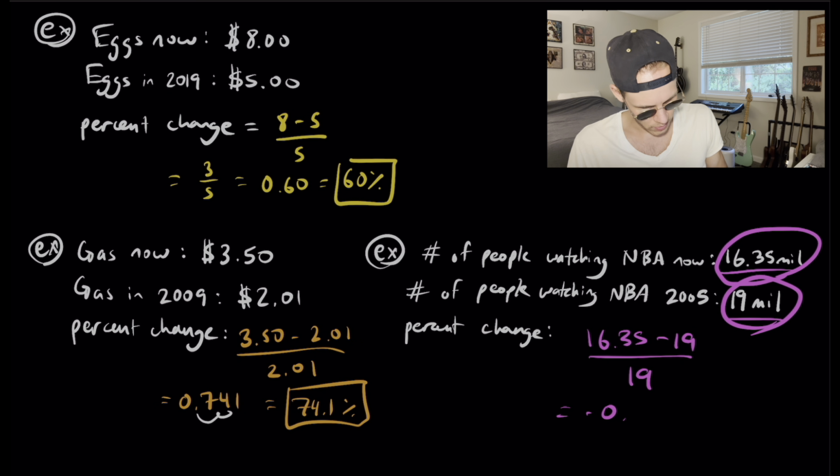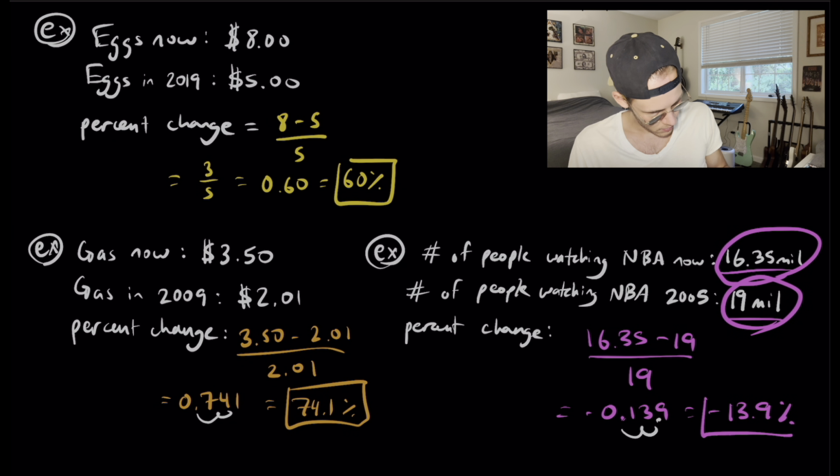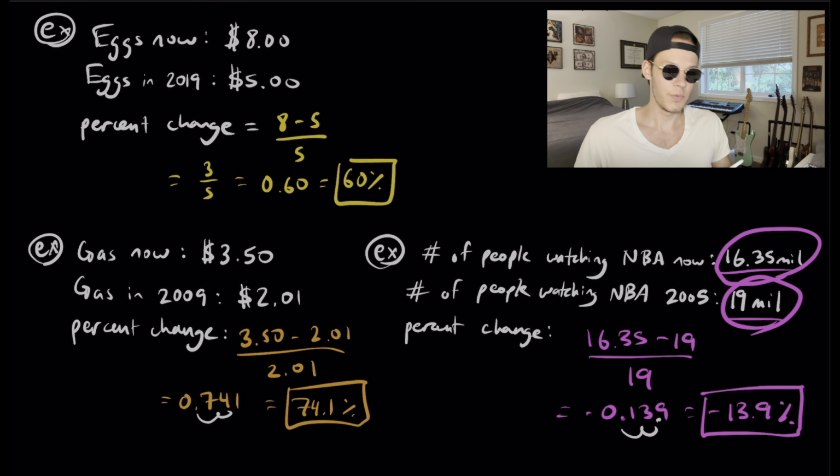That's going to be negative 0.139. Again, convert to a percent from the decimal. Just move the decimal place over to the right twice or multiply by 100, and you'll get negative 13.9%. So we see the viewership has gone down. So a few examples. Hopefully this makes sense.